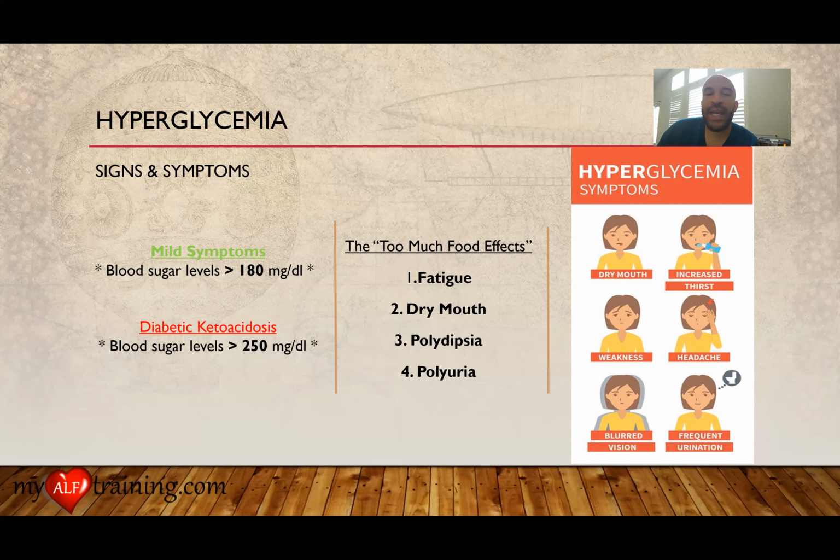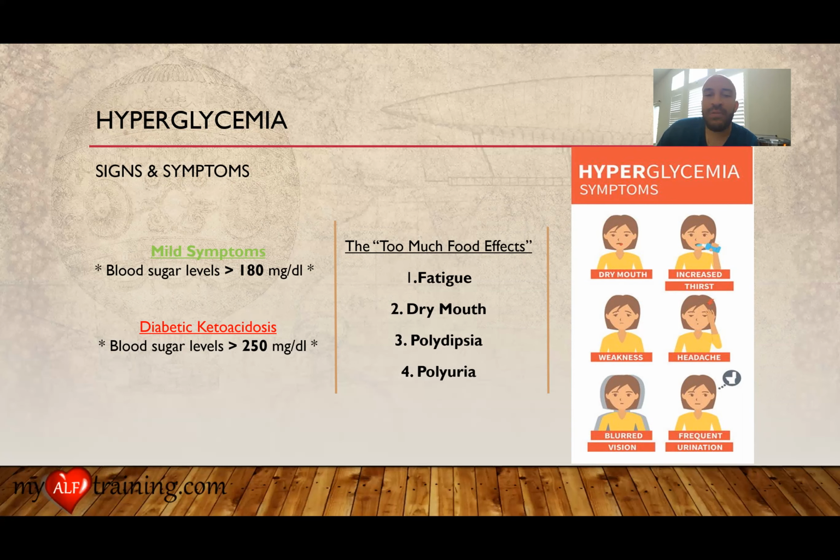Now, there isn't an easy mnemonic floating around out there to help you remember these symptoms like there is for hypoglycemia. But the way I think of the hyperglycemia symptoms is I call it the too much food effect. So basically, when I've eaten too much food, I feel tired, I'm very thirsty, I'm drinking a lot, and I feel like I have a dry mouth. And because I'm drinking a lot, then I have to use the bathroom a lot. So the too much food effects would be fatigue, dry mouth, polydipsia, and polyuria.